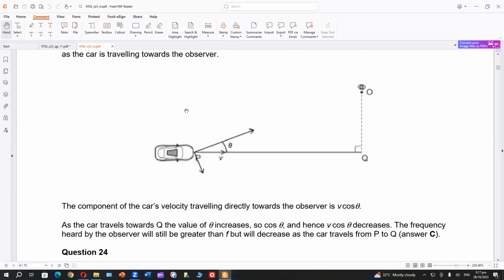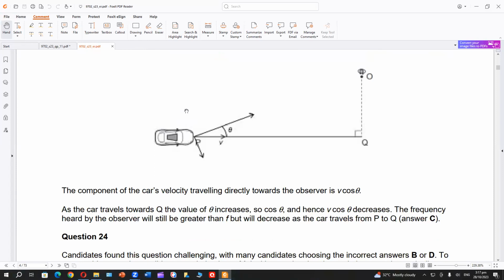Now look at the way they have explained it. They have drawn a vector diagram. The component of the car velocity traveling directly toward the observer is V cos theta. As the car travels towards Q, the value of theta increases, so cos theta, and hence V cos theta, decreases. The frequency heard by the observer will still be greater than f, but will decrease as the car travels from P to Q. Answer is C.